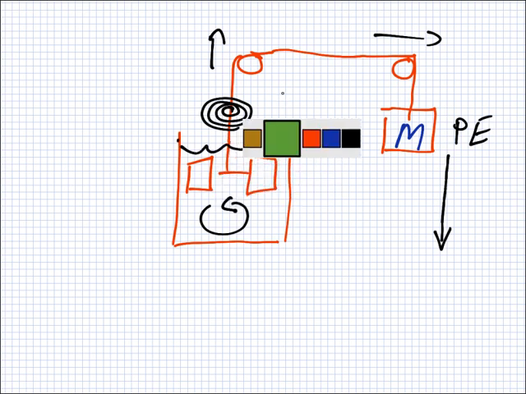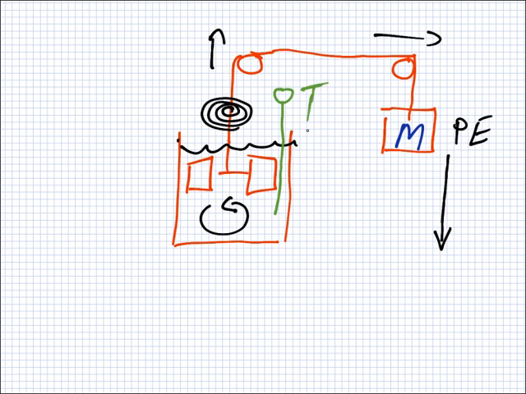And he stuck a thermometer in here and measured the temperature. And what did he discover? Well, the water got hotter. In fact, the amount of heat gained here equaled the potential energy.